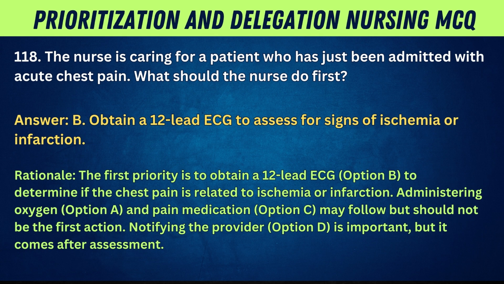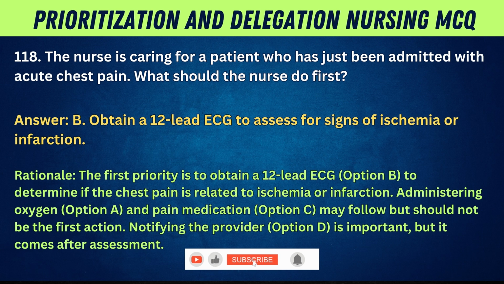Answer. B. Obtain a 12-lead ECG to assess for signs of ischemia or infarction. Rationale. The first priority is to obtain a 12-lead ECG, option B, to determine if the chest pain is related to ischemia or infarction. Administering oxygen, option A, and pain medication, option C, may follow but should not be the first action. Notifying the provider, option D, is important, but it comes after assessment.